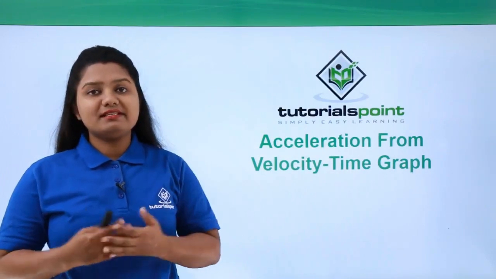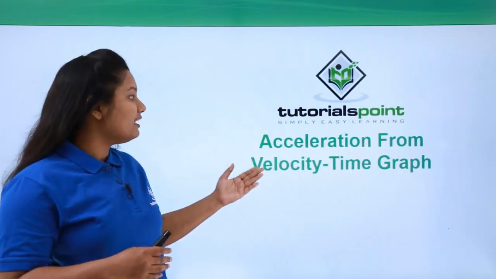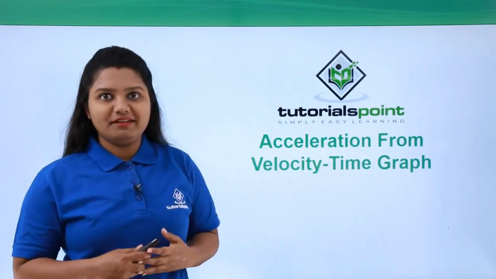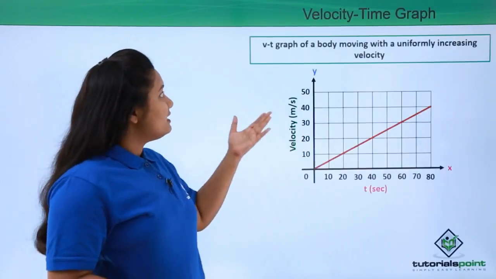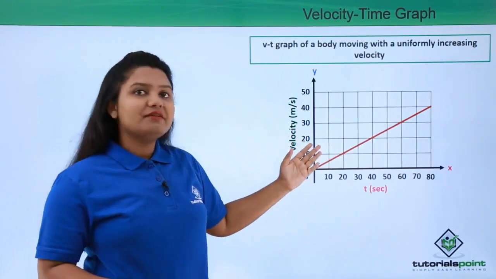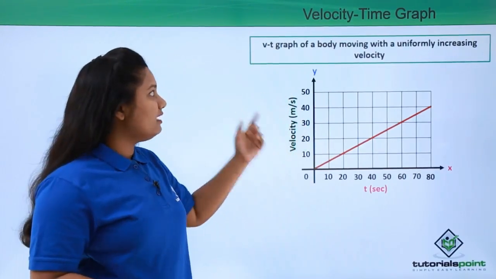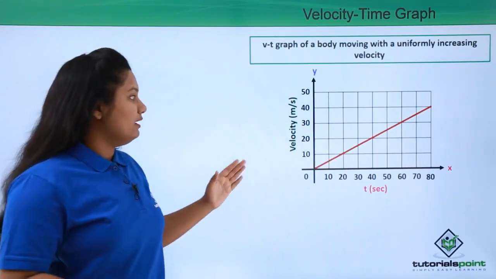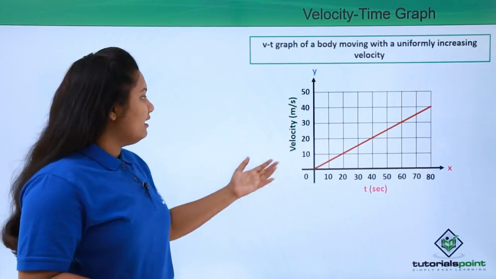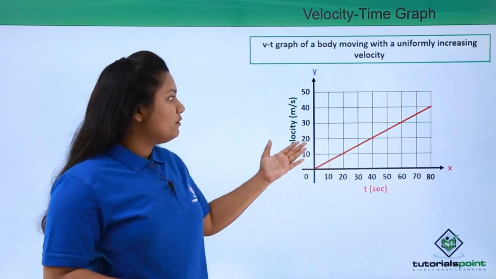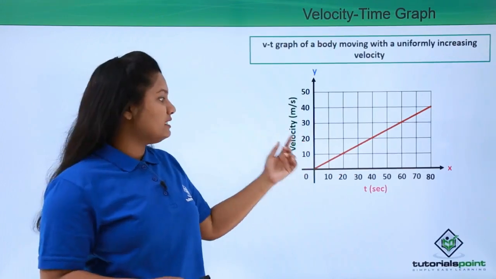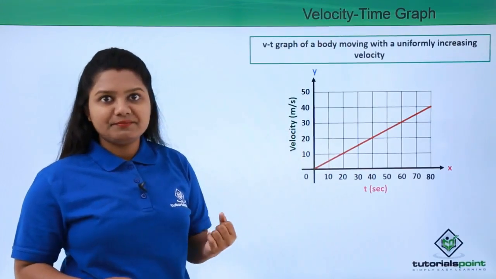In this video, we'll be discussing how to find acceleration from the velocity time graph of a moving body. So let's say we have the velocity time graph of a body which is moving with a uniformly increasing velocity. And we know it is a straight line inclined to x-axis like this. Now suppose we want to find the acceleration of this body whose velocity time graph is given to us.